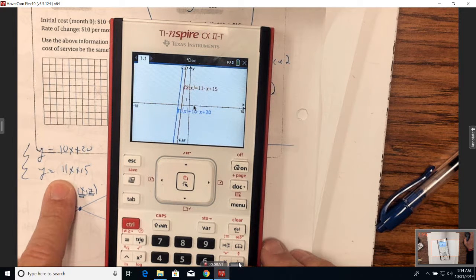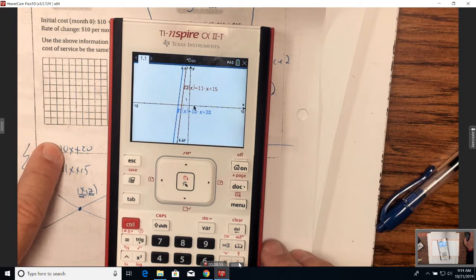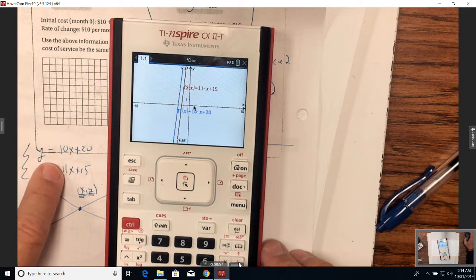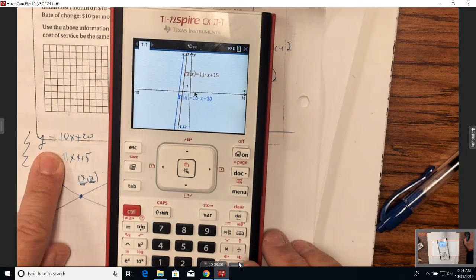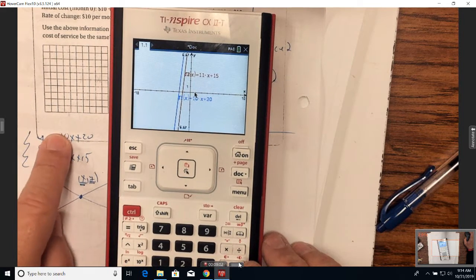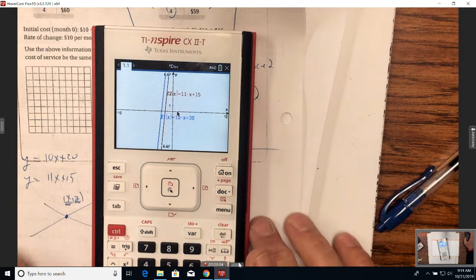Well, they look parallel, don't they? They're not. How do you know they're not parallel? This slope and this slope are really close to the same numbers, but are they the same? That's an 11, which is not the same thing as a 10. So they're not parallel.